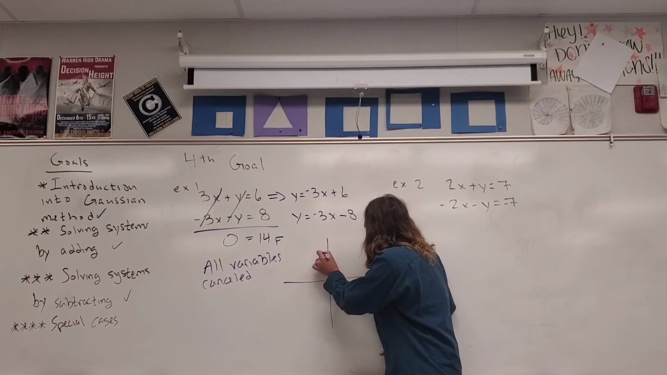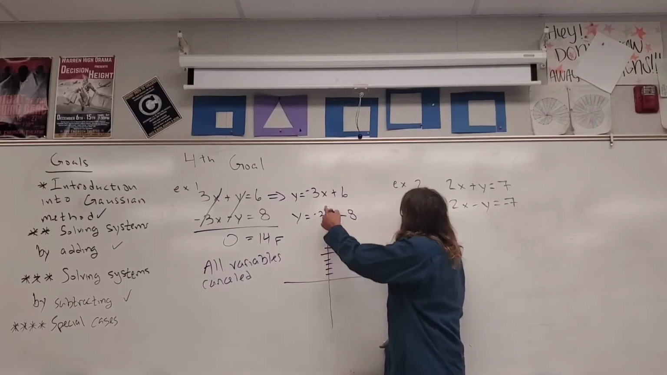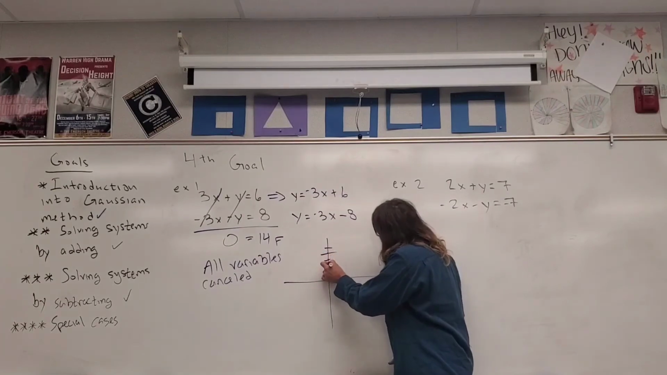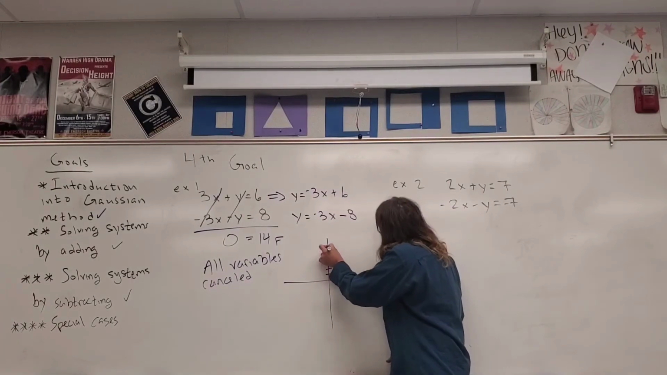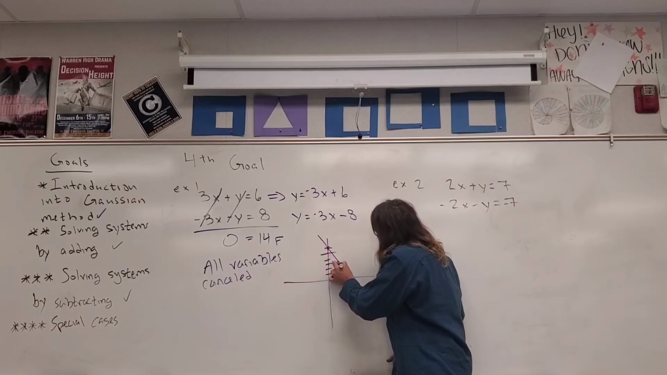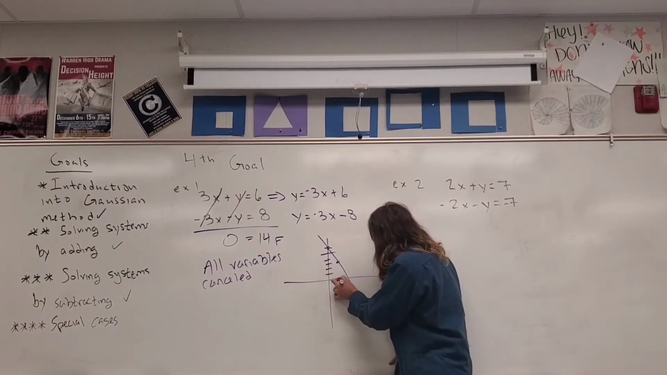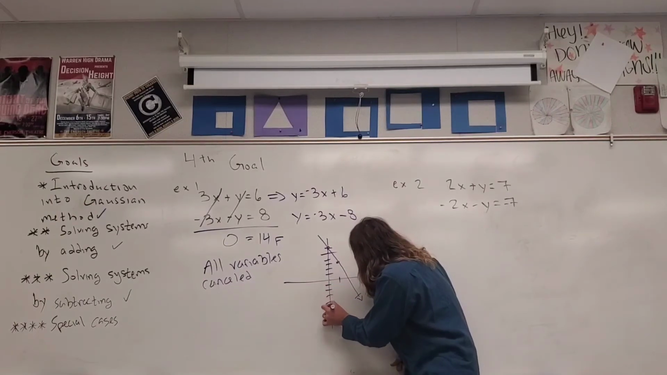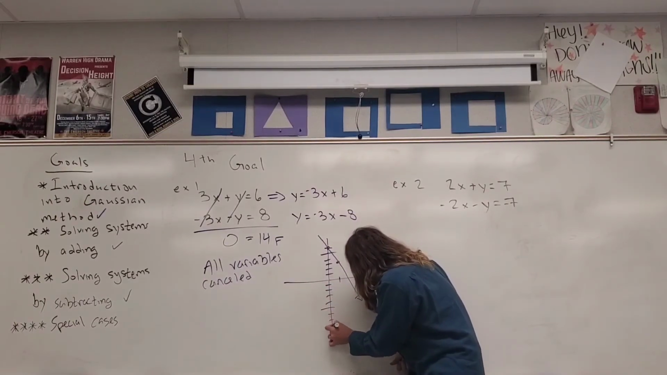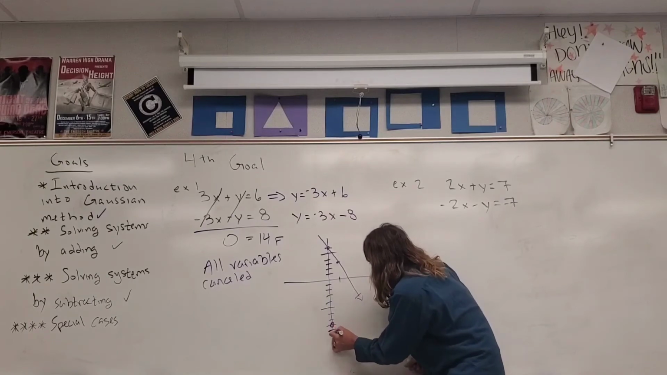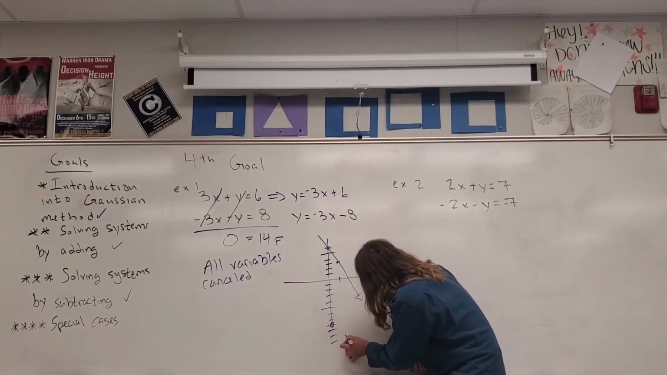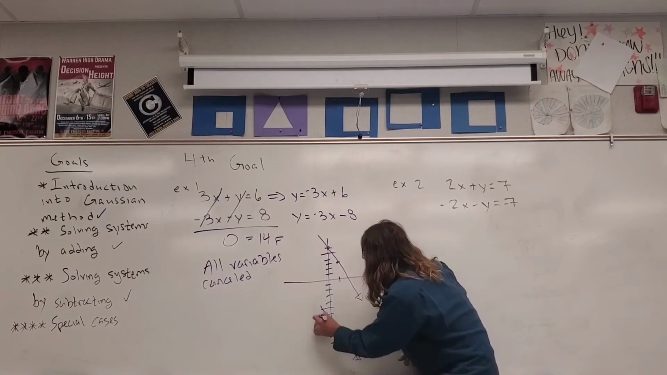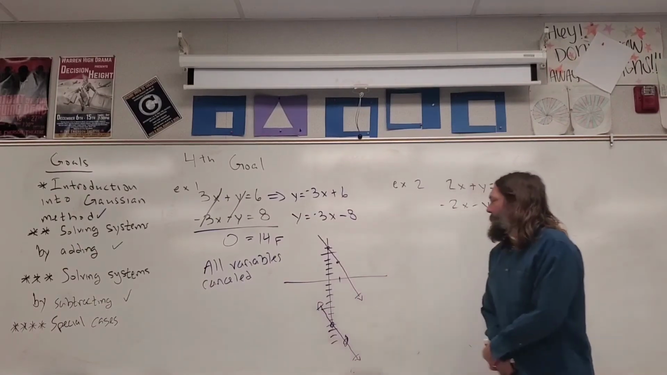1, 2, 3, 4, 5, 6. So my slope is negative 3 over 1, so I go down 3, 1, 2, 3 over 1, and I connect my dots. And then here I start at negative 8, 1, 2, 3, 4, 5, 6, 7, 8, and I go down 3, 1, 2, 3, and I go over 1, and hopefully this comes across as the lines being parallel, right?